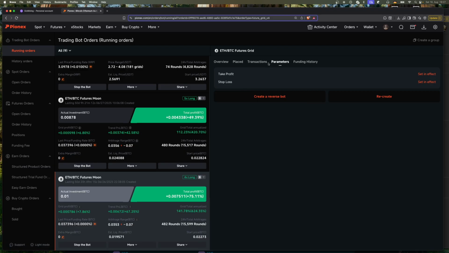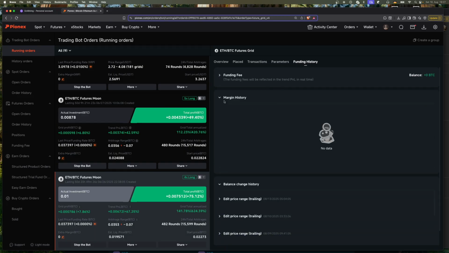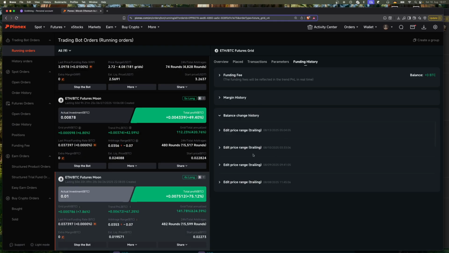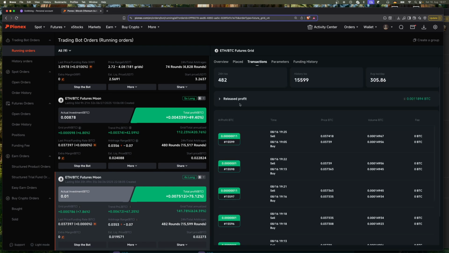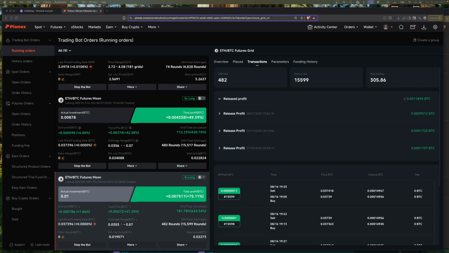Parameters is not much, at least in this bot. And funding history. In the funding history, you see funding rates paid if you have a funding rate for the coin or for the pair. The margin history, if you change margin. And here you can see, for example, balance changes and price range changes. And what's also interesting on the transactions, you can see the released profits. So this bot, I have actually already withdrawn the grid profits a couple of times.